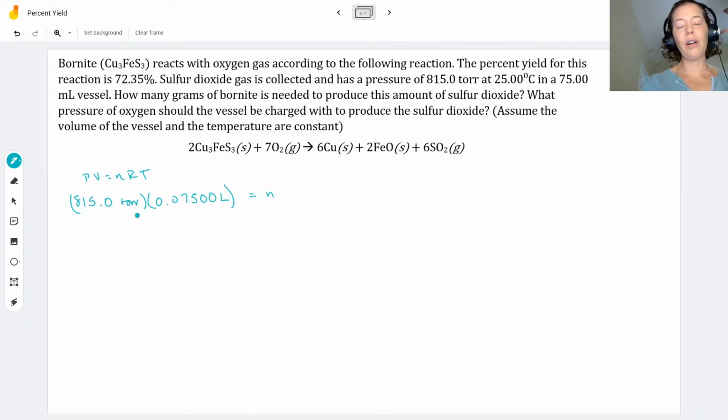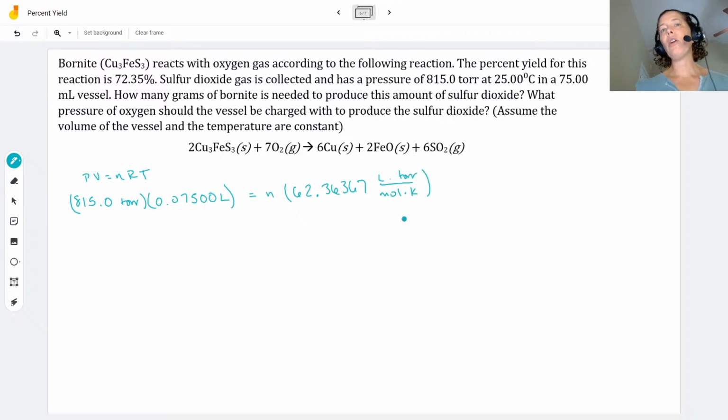Just as an FYI, we're going to calculate our number of moles. We need an R. So this is why I converted to liters, because I know I can get an R value that has torr and liters in it, along with mole K. So this is our R value. That is 62.36367, and that is liter torr per mole K.